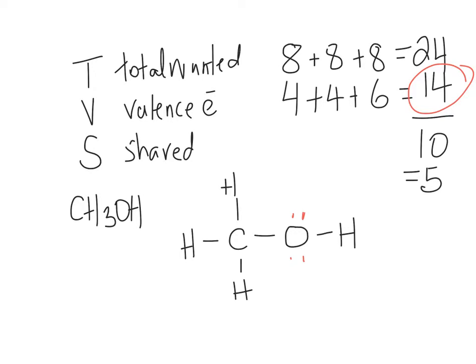You can use either method. I don't have a preference. It's going to be what works best for you. So copy this down, and when you're done, I would like you to use TVS to figure out the structure for HCN, hydrogen cyanide.